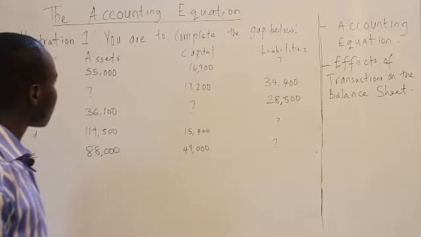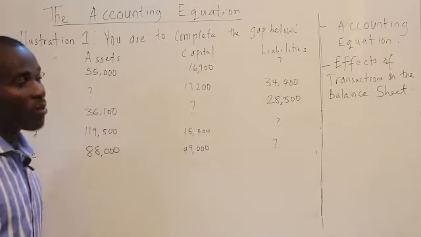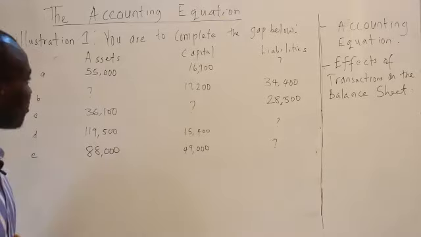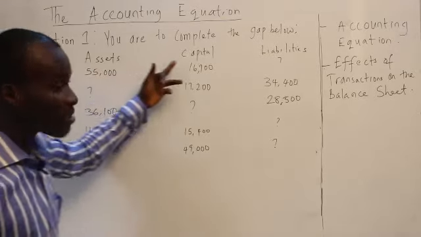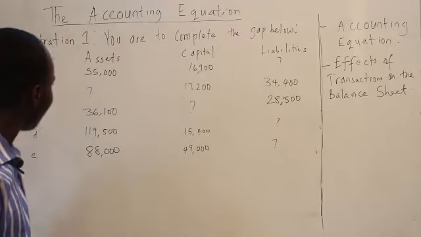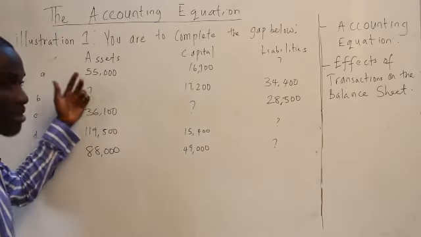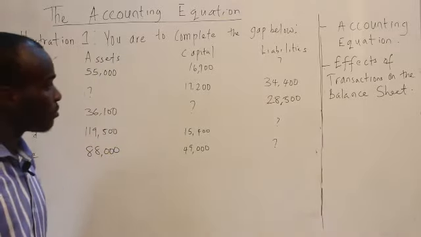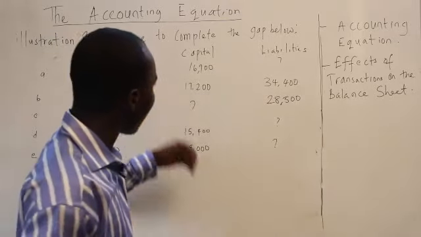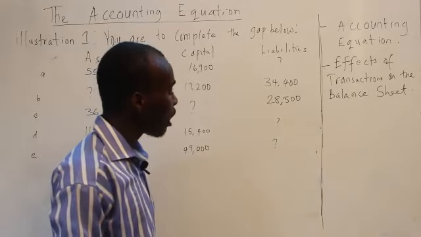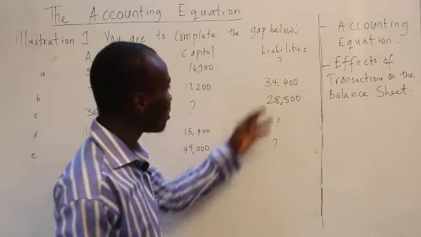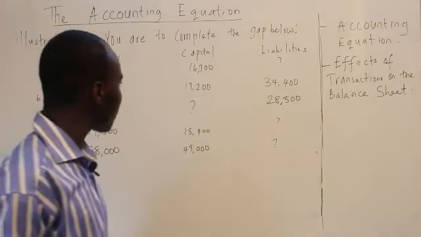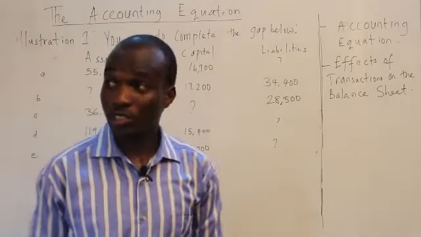So in illustration, you have to complete the gap below, which is the accounting equation. You have the assets, capital, liabilities. In the first instance, we have the assets, that is the resources of the business, to be 55,000, while the capital is 16,900. So we are required to find the liabilities. The first step in this is for us to write the accounting equation.